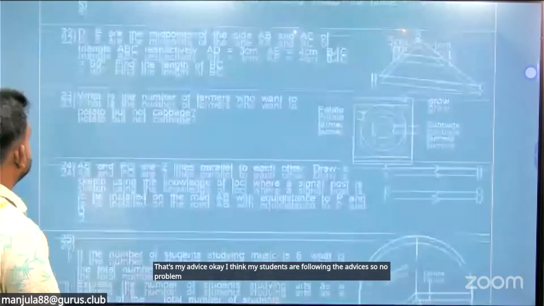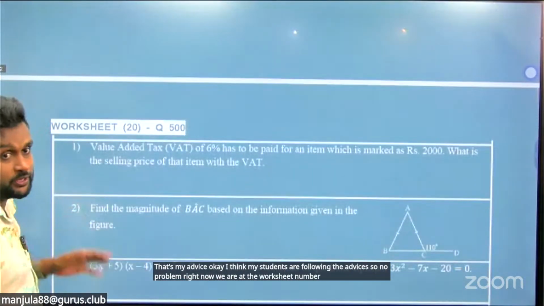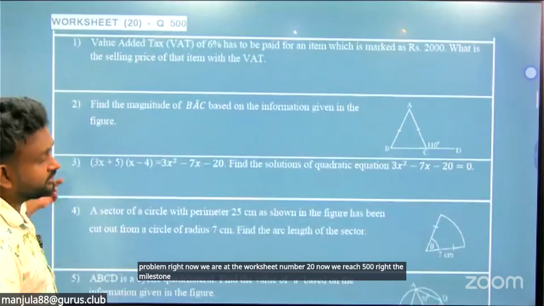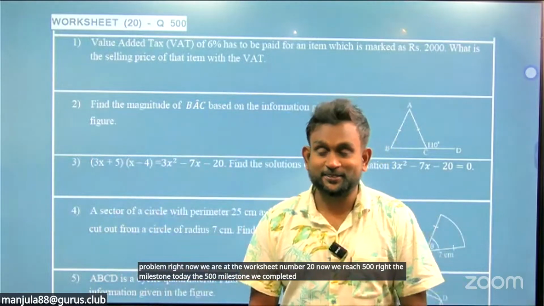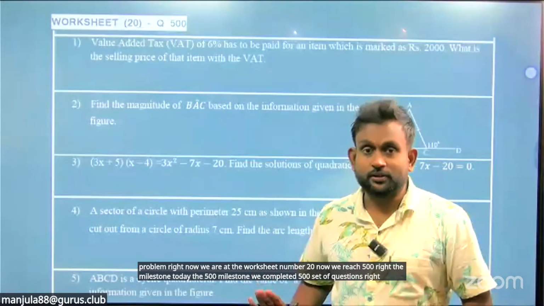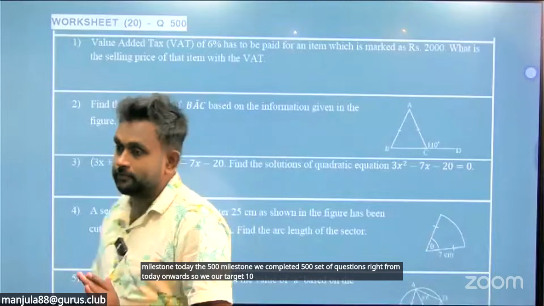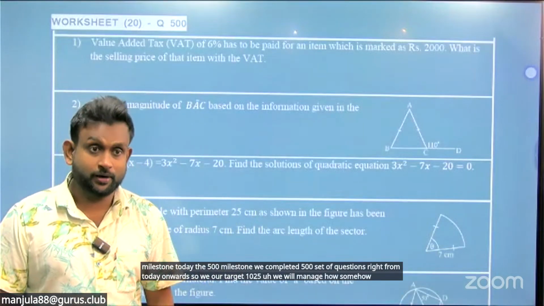Now we are at worksheet number 20. Now we reach 500, the milestone. Today, the 500 milestone. We completed 500 sets of questions, right? From today onward, our target is 1025. We will manage somehow to run it to 2025.